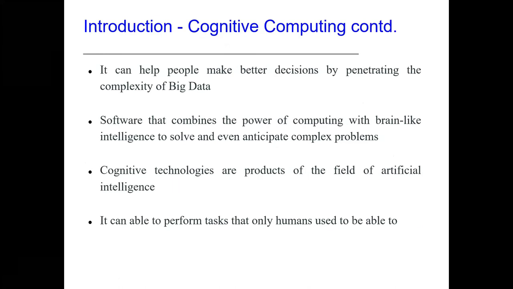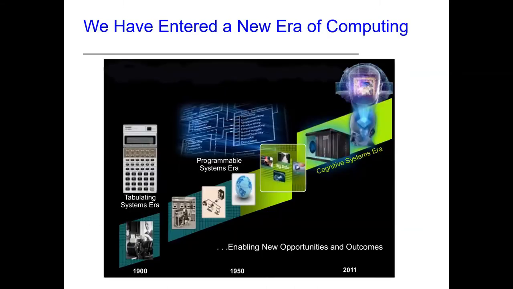Cognitive technologies are the products of the field of artificial intelligence. Artificial intelligence is a very strong pillar on which cognitive computing is built. Without artificial intelligence, cognitive computing is not possible. We can say it's a very strong add-on to artificial intelligence, which makes cognitive computing much more efficient.